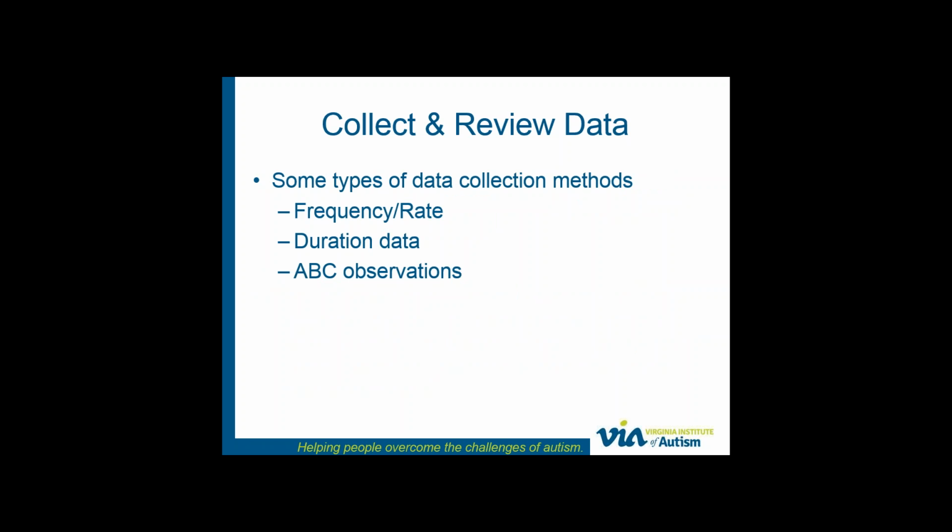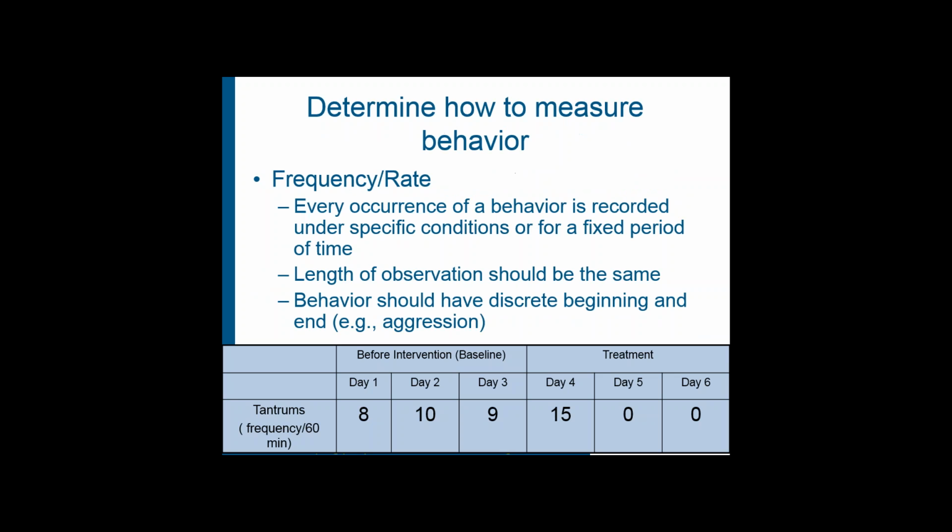So some types of data collection methods that we use are frequency and rate, duration, and ABC, and we'll go through these one by one. So frequency is pretty easy to collect, pretty straightforward. It is also the most intensive because you have to look at the child the whole time, and every occurrence of a behavior you record under specific conditions, like it says, or for a fixed time period.